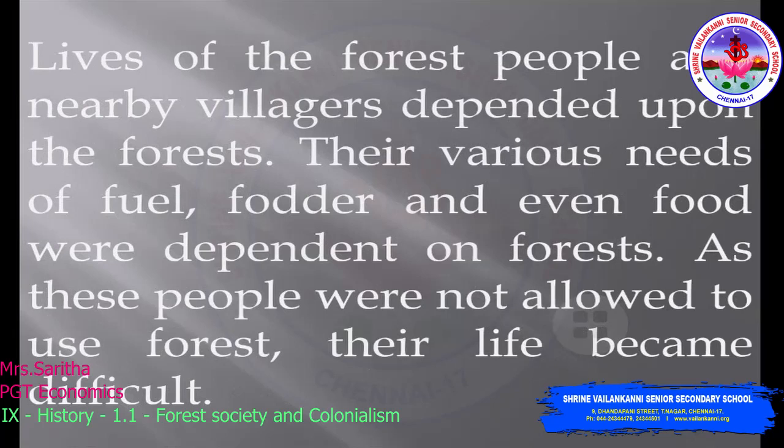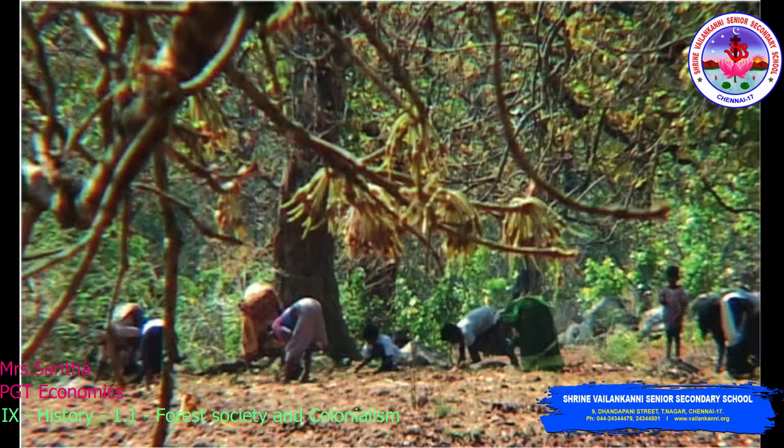Lives of the forest people. People in the nearby villages depended upon the forest. Their various needs of fuel, fodder and even food were dependent on forests. As these people were not allowed to use the forest, their life became difficult. This is collecting mahua from the forest. The villagers wake up and go to the forest to collect the mahua flowers which have fallen on the forest floor. Mahua trees are precious, and mahua flowers can be eaten or used to make alcohol. The seeds can be used to make oil.